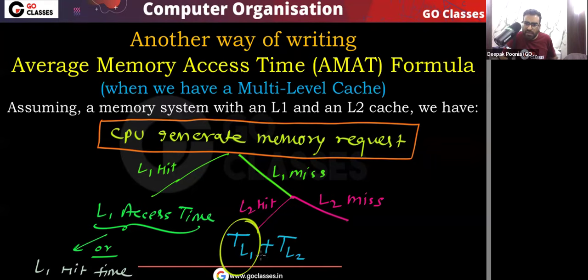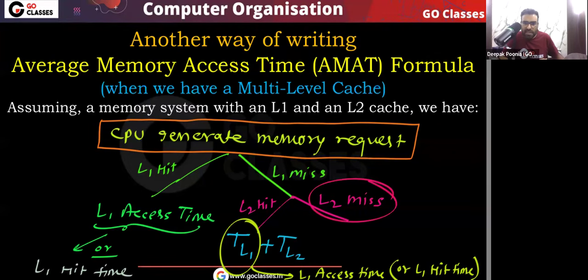This TL1 means L1 access time. This TL1 is simply L1 access time, or you can say L1 hit time. Very simple. Now, when there is an L2 miss, then what is the total?